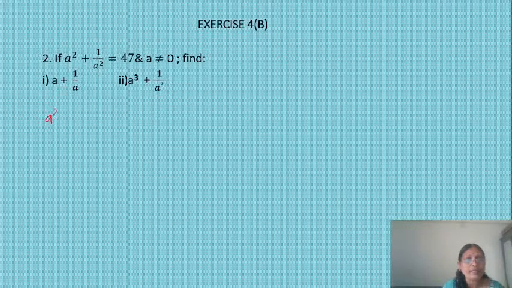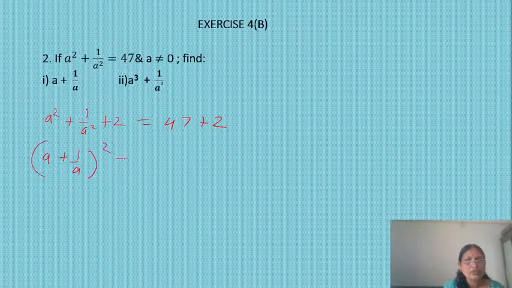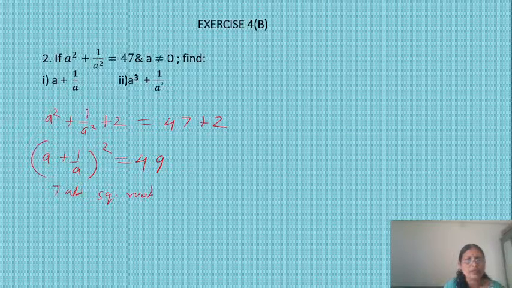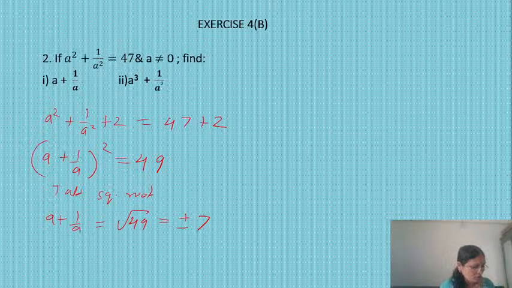So we write a square plus 1 upon a square, and 47 was here. We add plus 2 to both sides. So when we add plus 2, this is the expansion of (a + 1/a) the whole square, which is equal to 49. And then take square root. Taking square root you get a plus 1 upon a is equal to root of 49, which is plus or minus 7. Got it? So this is how we got the value.